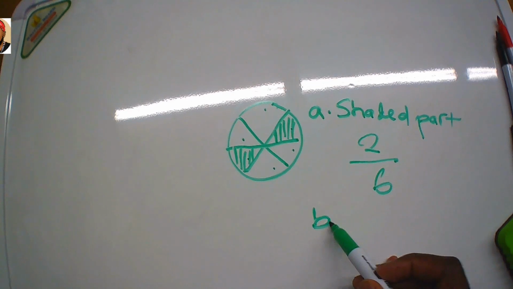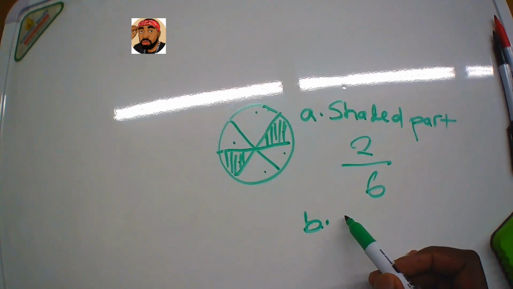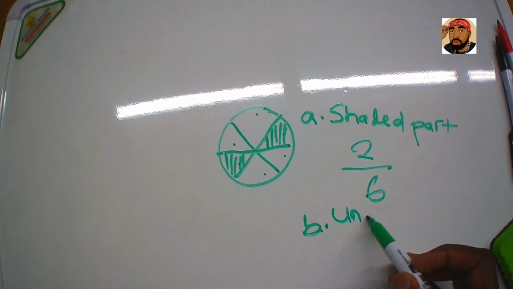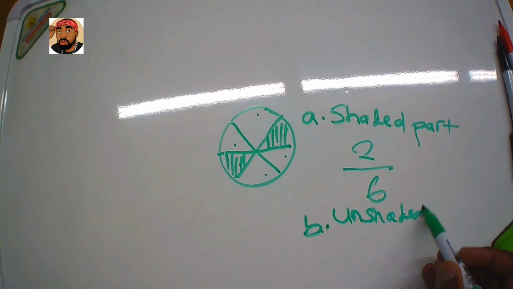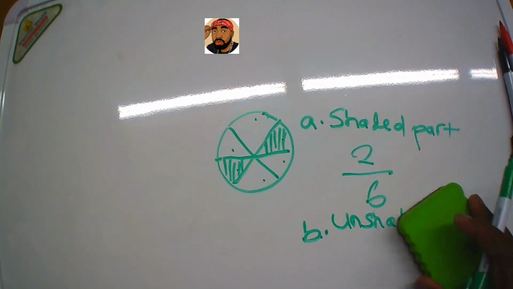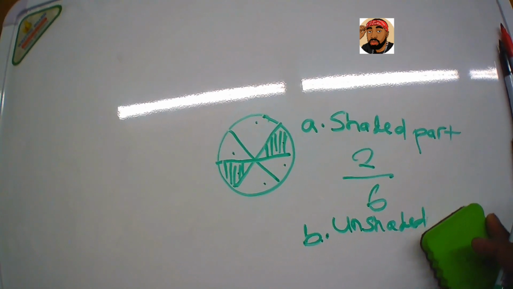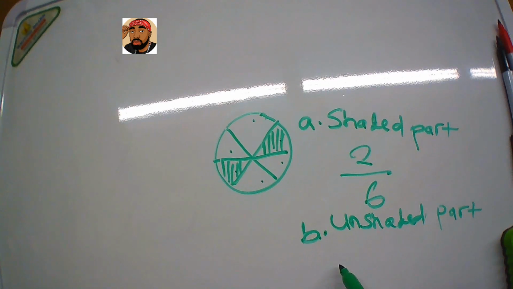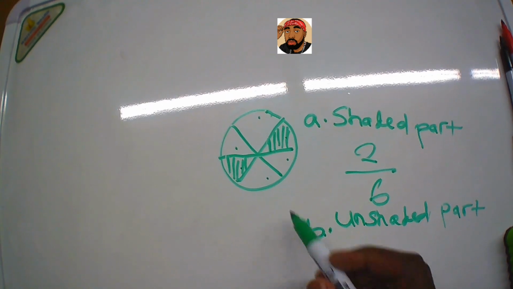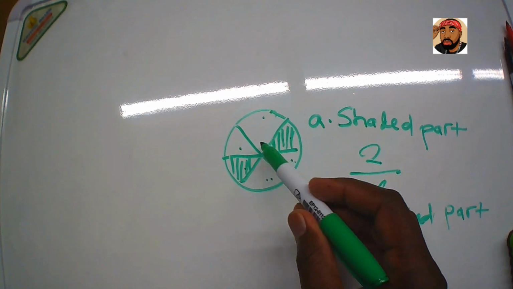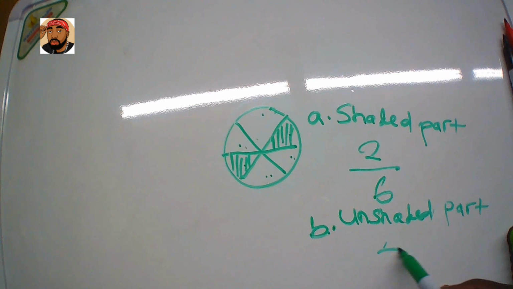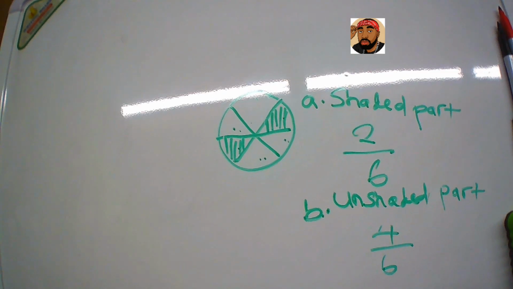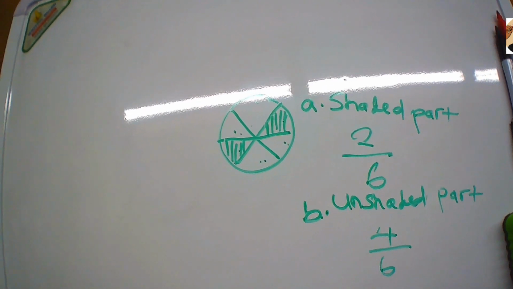And then B can be the unshaded part. Now, for the unshaded part, it is easy as well. For the unshaded part here, all we need to do is to go back again here. We say 1, 2, 3, 4. So it will be 4 all over the whole part, which is 6. So shaded part 2 over 6, unshaded part 4 over 6.